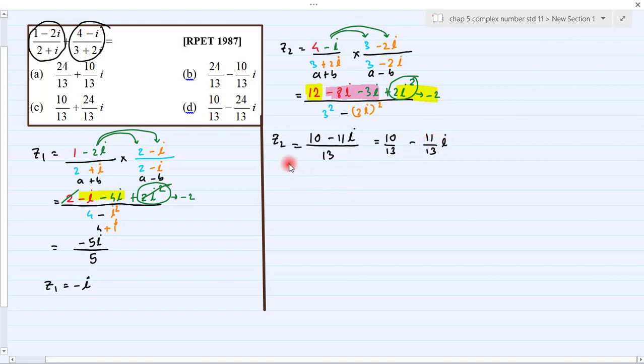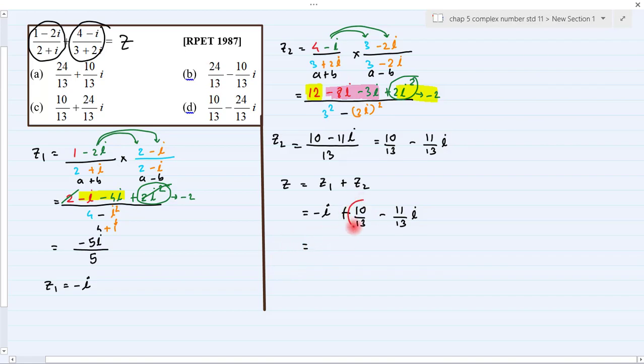But if you remember, we have to get the complex number Z, which is equal to Z1 + Z2. So your first term is your Z1, which is -i, plus your second term is Z2, which is 10/13 - (11/13)i. Now, let's get into the standard form.